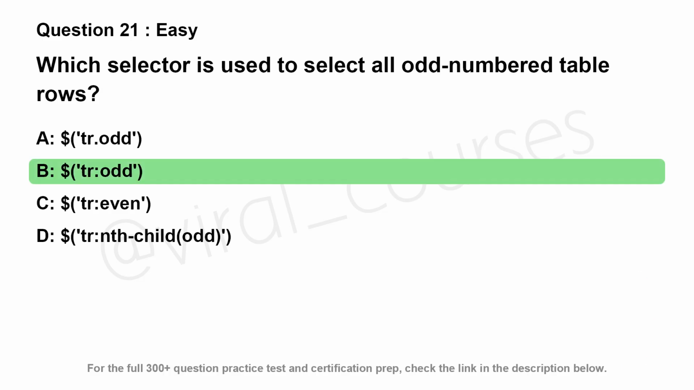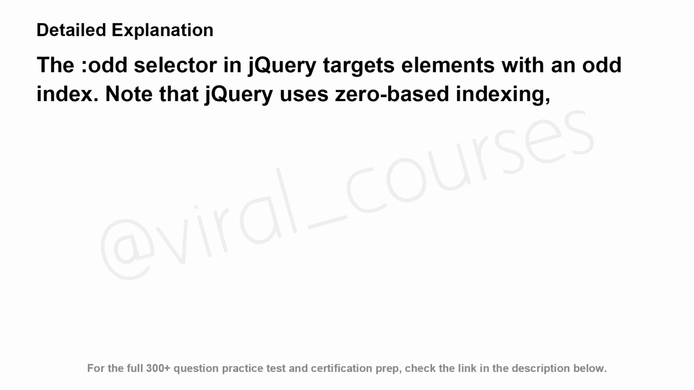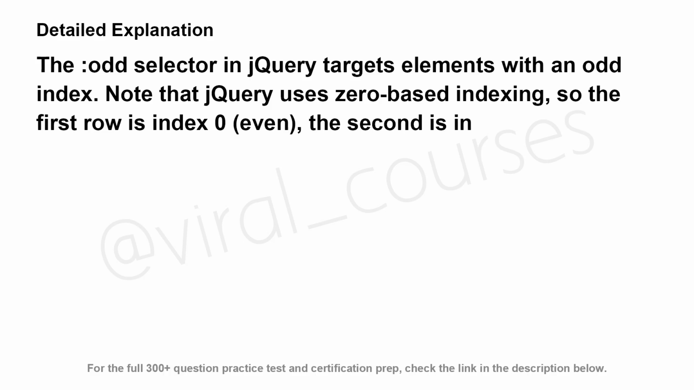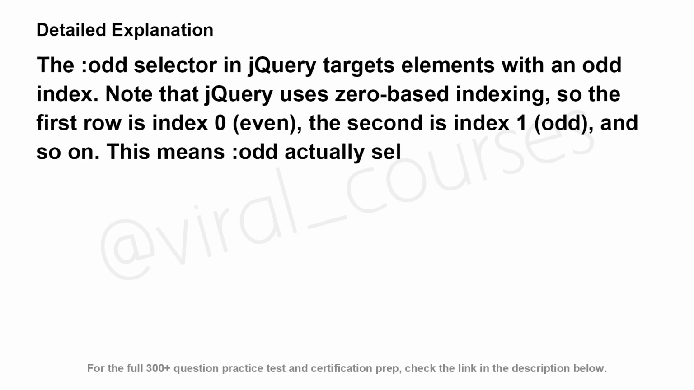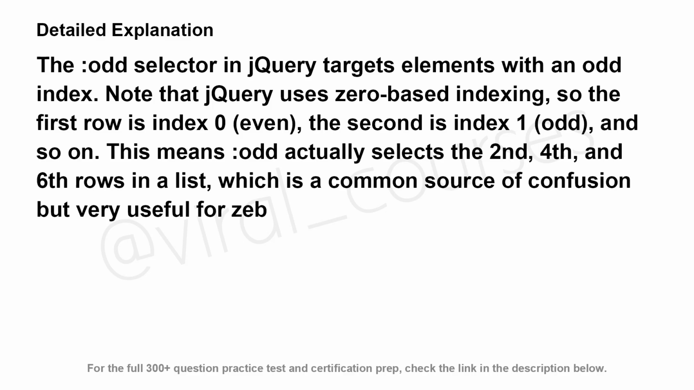The correct answer is B. The :odd selector in jQuery targets elements with an odd index. Note that jQuery uses zero-based indexing, so the first row is index 0, even, the second is index 1, odd, and so on. This means :odd actually selects the second, fourth, and sixth rows in a list, which is a common source of confusion but very useful for zebra striping tables.